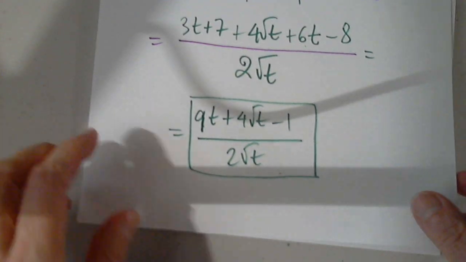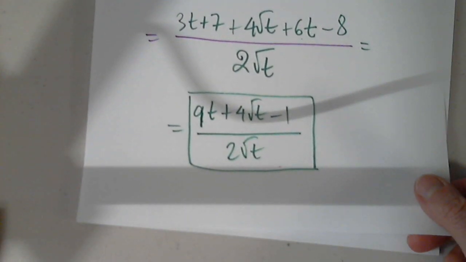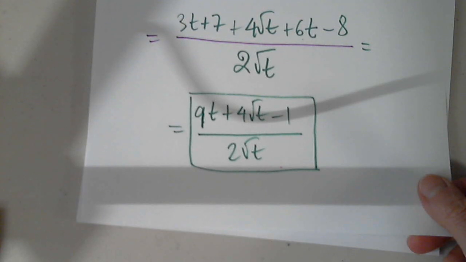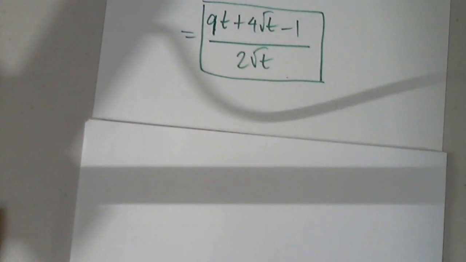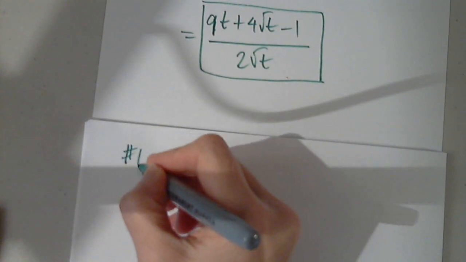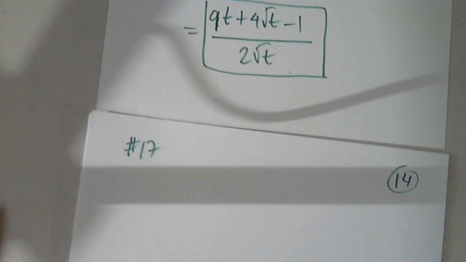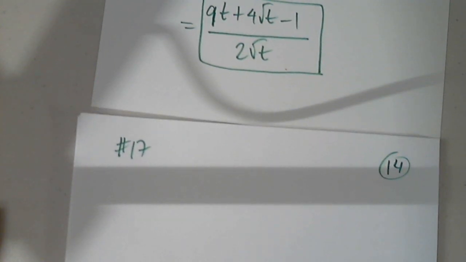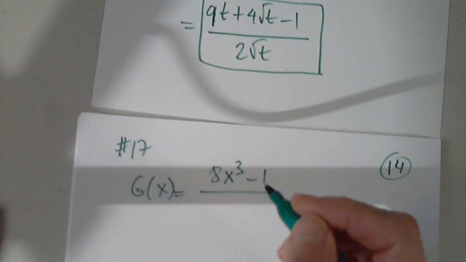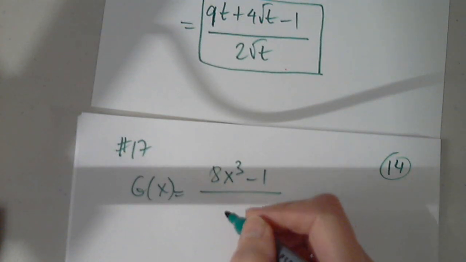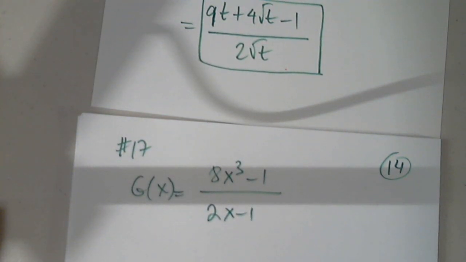Let's look at the quotient rule now. Would you like to choose from 13 through 20 or anything that has a quotient in it? 17. 17. Where are you? 17. I see it. G of x equals 8x cubed minus 1, everything divided by 2x minus 1. So it says use the quotient rule and so on and so forth.